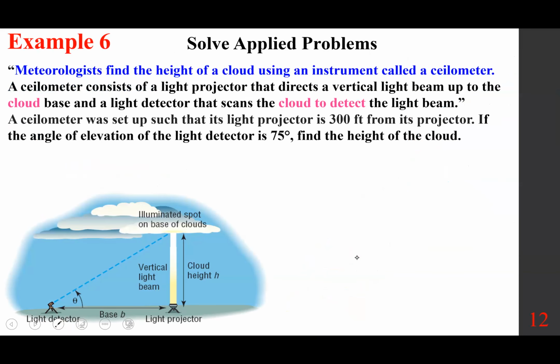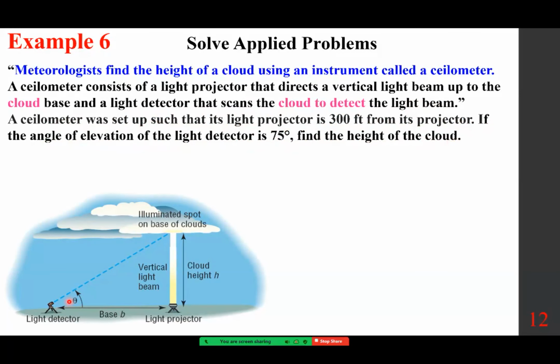Could somebody read this question, please? Meteorologists find the height of a cloud using an instrument called a ceilometer. A ceilometer consists of a light projector that directs a vertical light beam up to the cloud base and a light detector that scans the cloud to detect the light beam. A ceilometer was set up such that its light projector is 300 feet from its detector. If the angle of elevation of the light detector is 75 degrees, find the height of the cloud. Excellent.